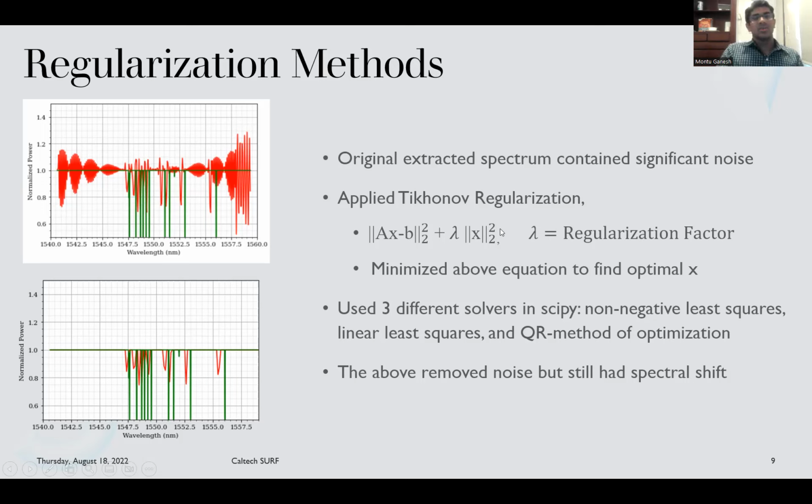And we even tried 3 different solvers in SciPy, which is a function in Python: non-negative least squares regression, linear least squares regression, and the QR method of optimization. We tried applying all those three, and while they did remove all instability, remove all noise, if you look at the bottom left right here, there's still a spectral shift. So the green curve corresponding to the original spectrum and the red one corresponding to the extracted spectrum, it's not aligned with the original spectrum.